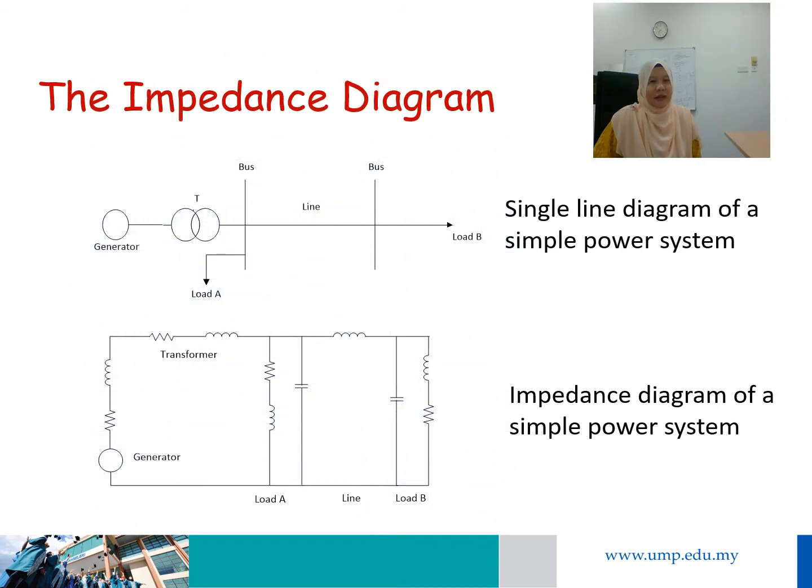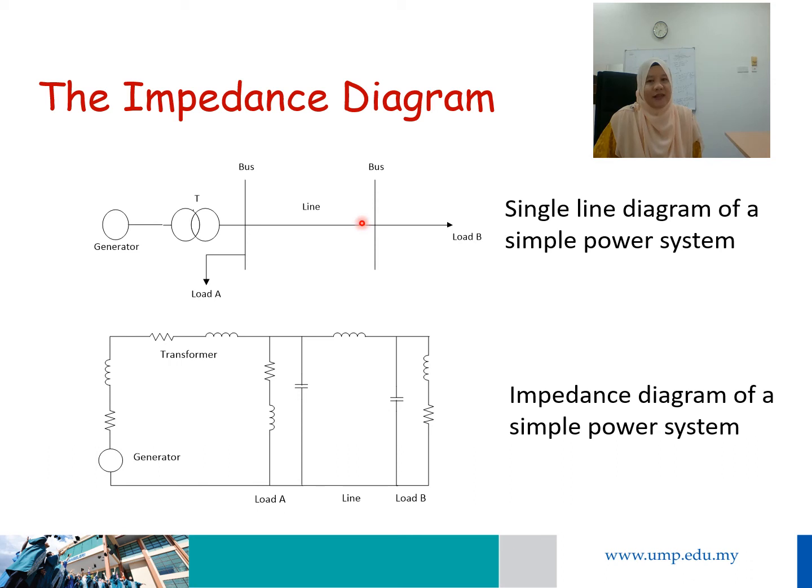To analyze a power system, it is necessary to draw its equivalent circuit, which is also known as the impedance diagram. For example, here is the single line diagram of a simple power system with a generator connected to two winding transformers, and there are two loads, load A and load B. Load A is connected to this bus and load B is connected to the other bus, and these two buses are connected with a transmission line.